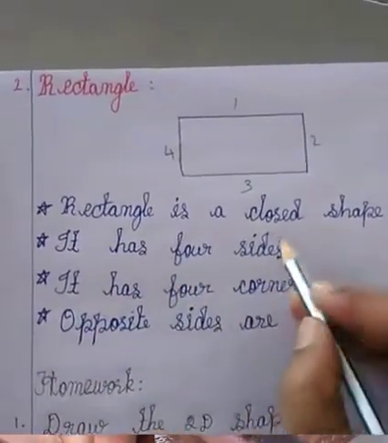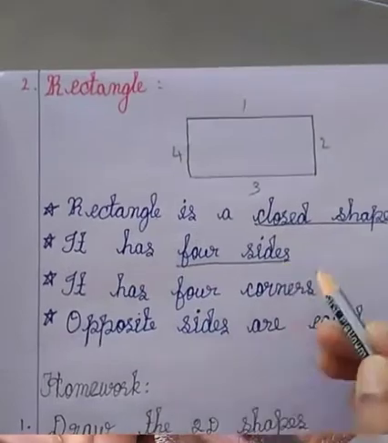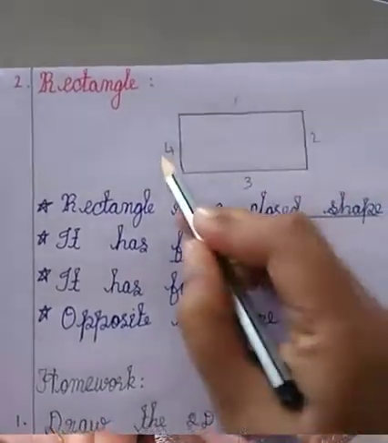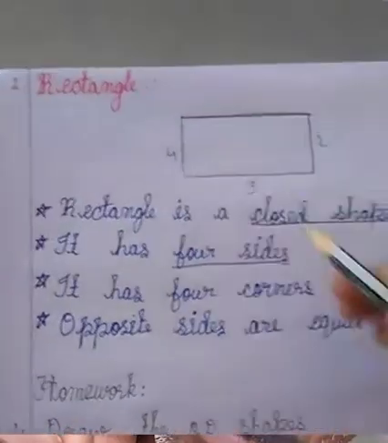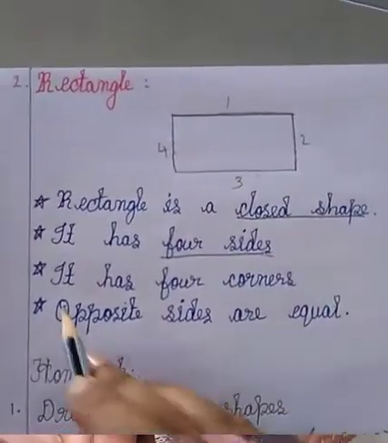It has four sides. See, 1 2 3 4. Side means this one is called a side. Okay, so 1 2 3 4. A rectangle has four sides.